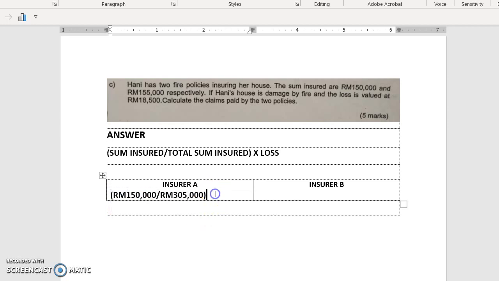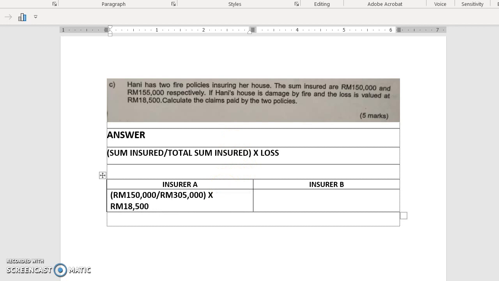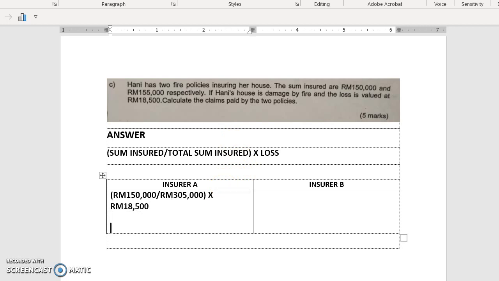How much is the amount of loss? The loss is valued at 18,500, so you times it by 18,500. Then the answer you will get is 9098.36. This is the answer for insurer A.